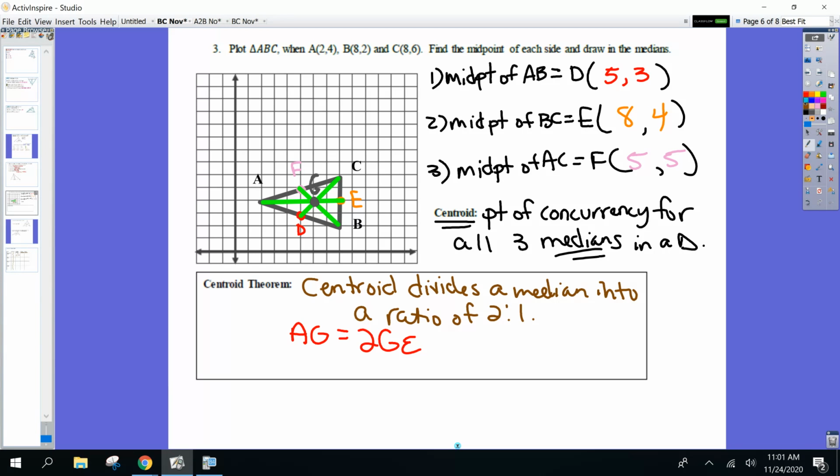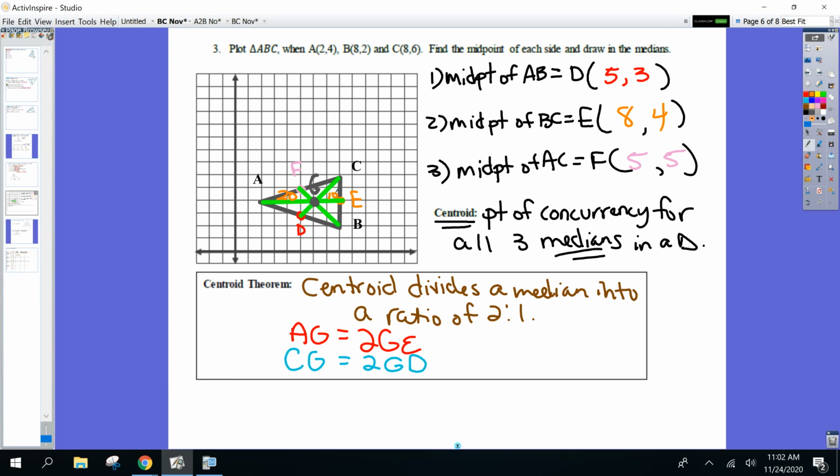DC. So here's what this theorem would say. It would say CG, vertex to centroid, is double the length of centroid to side. In our case, GD. That's what I'm talking about with this 2 to 1 theorem. If you want to see actual numbers, take a look. If AG is a length of 20, GE is a length of 10.